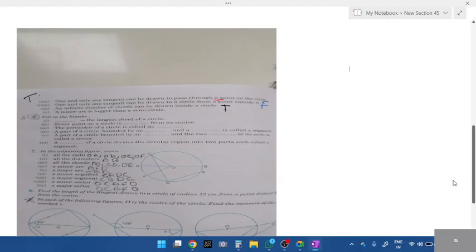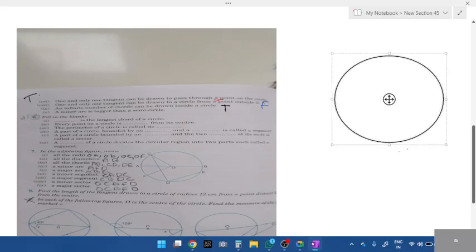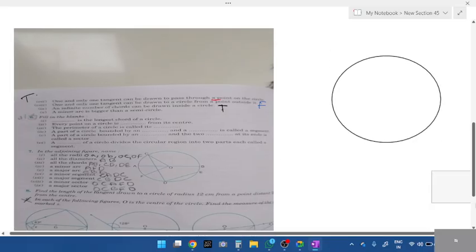Okay, next concept. So that is true, students. The last one is false. Tenth one: a minor arc is bigger than a semicircle. Let me draw a circle, students. The circle is full.